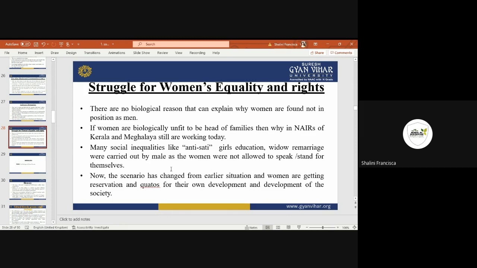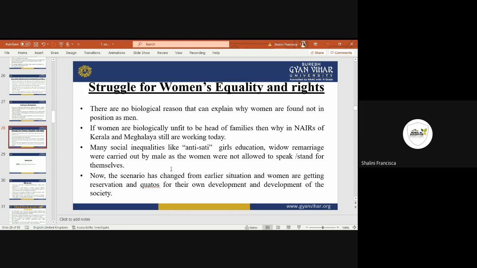Before, if you talk about history, we see that there were so many inequalities, like sati. If the male died, the woman had to be burned alive with the dead body of her husband. Then girls' education was not given. Widow remarriage was not there, because when women became widows, they were expelled from society and thrown out of society.